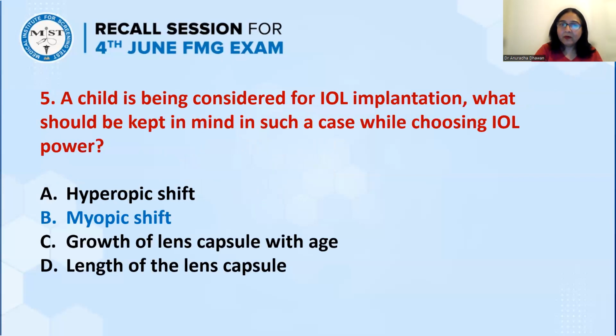Okay. So what is the factor or what is the parameter which you will take into consideration when you are using IOL for a child? That is myopic shift. You have to compensate for that myopic shift, which we do by doing the undercorrection, as I told you. Okay. So this was the question based upon that, the IOL parameter in children.